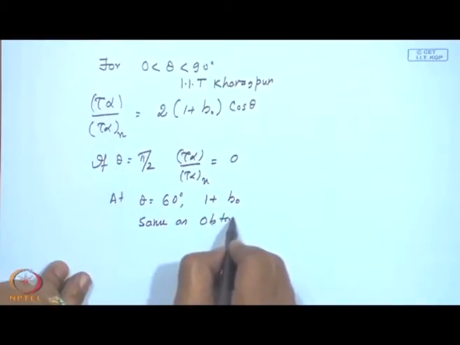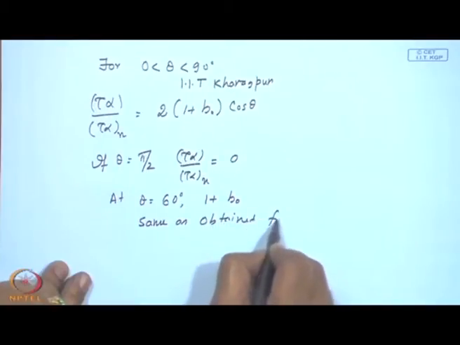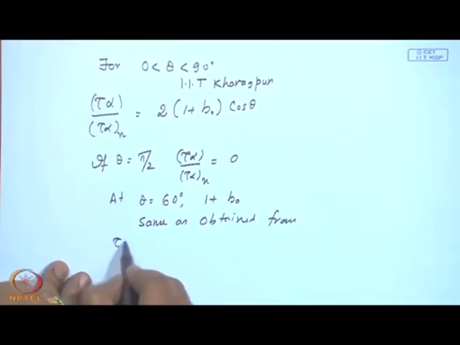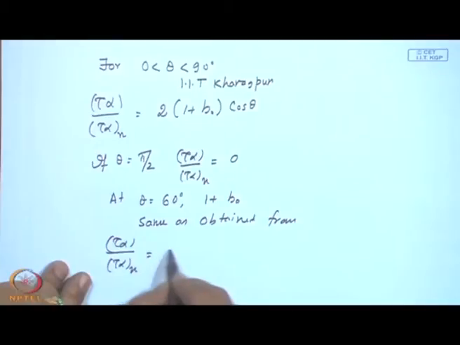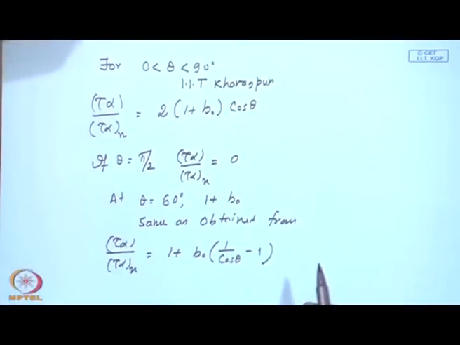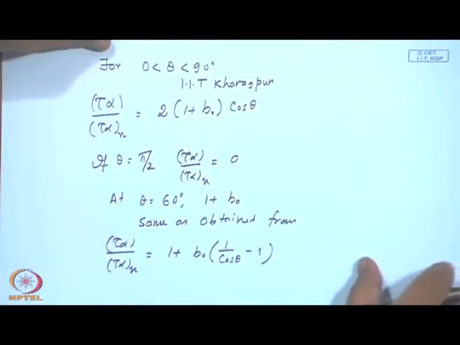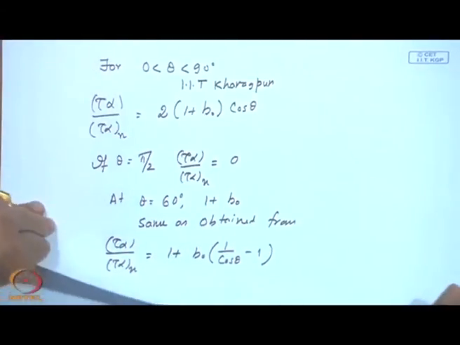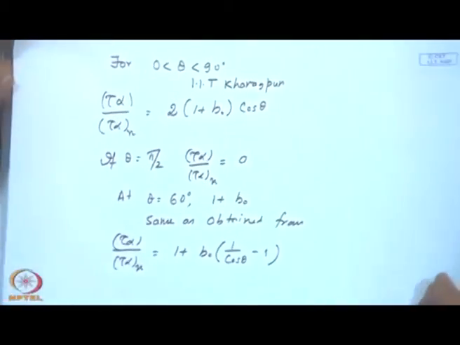from the other relation. So, if you put theta equal to 60, it will be 2 minus 1, 1, it is 1 plus b 0, this also gives 1 plus b 0. So, it is continuous at the point theta equal to 60 and satisfies at pi by 2.